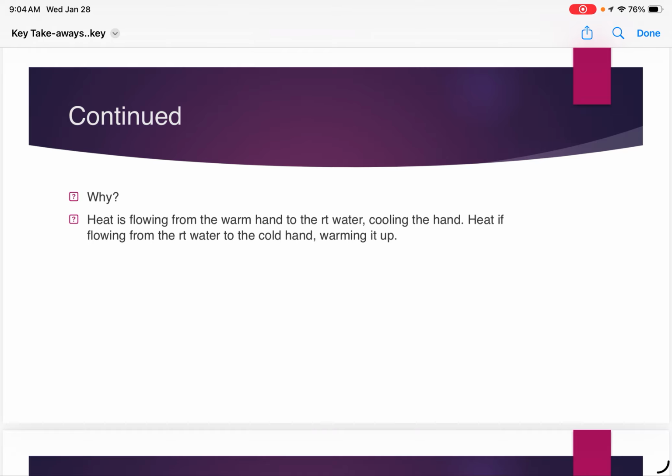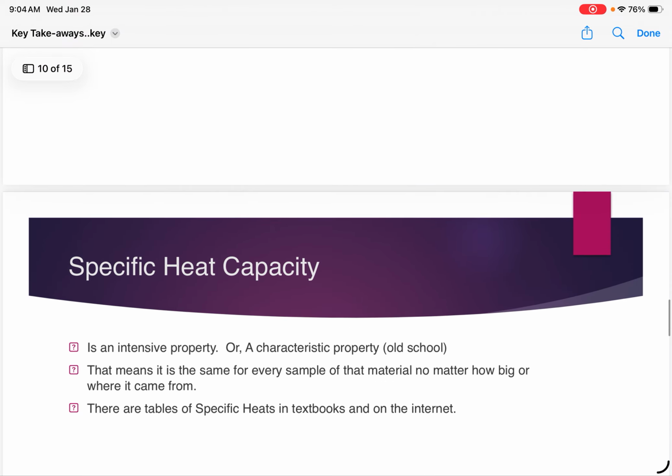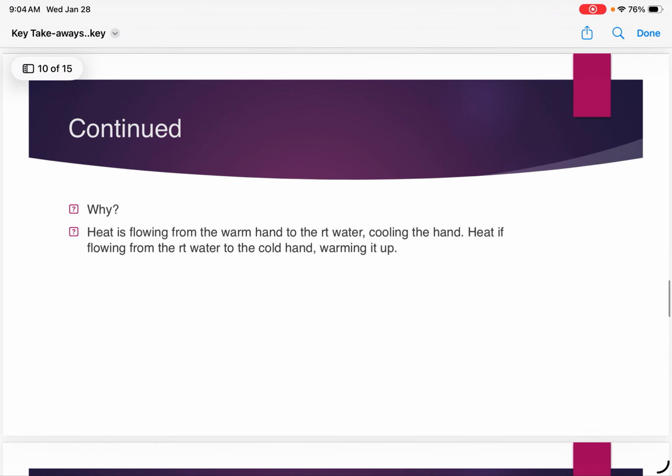You're going to have big enough containers to fit your hands in. And don't use really hot, like boiling water or ice water or anything like that.